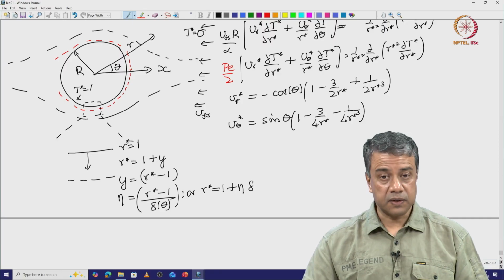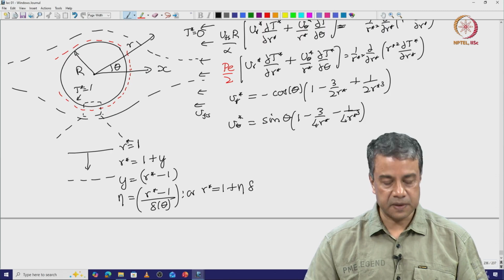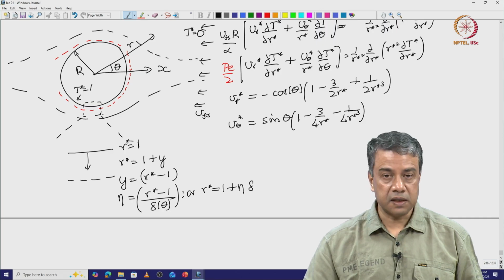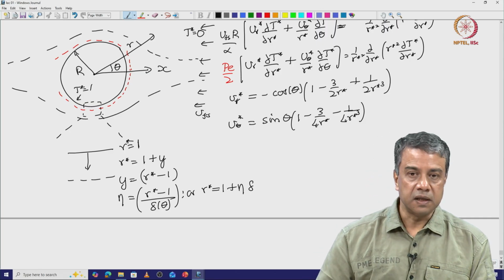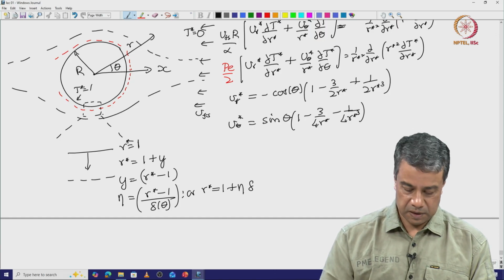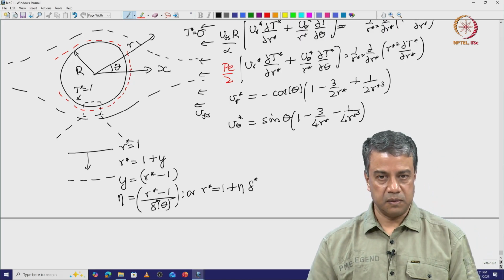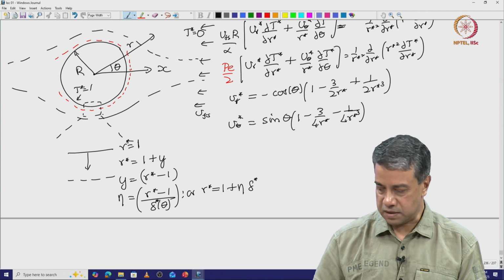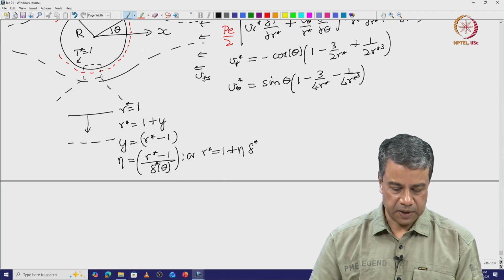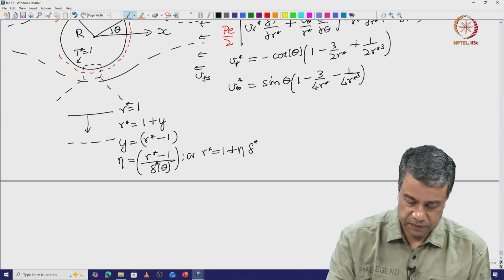Okay. So, that is the substitution that we have to do for the similarity variable. We have to express r star is equal to 1 plus eta delta, where delta is the boundary layer thickness. In this case, it is a scaled boundary layer thickness, because I have already scaled the radius by capital R. So, I will use the symbol star to indicate that this is a scaled boundary layer thickness, scaled by the radius of the sphere. So, this is our substitution, where delta is a function of theta.